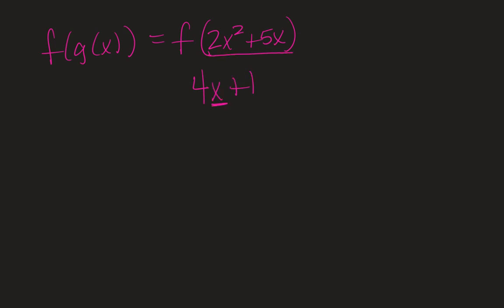So f of g of x is f of, now what is g of x? G of x is 2x squared plus 5x. So now I'm going to take the function f, which is 4x plus 1, and I'm going to replace all the x's with all of that. So this is 4 times 2x squared plus 5x.